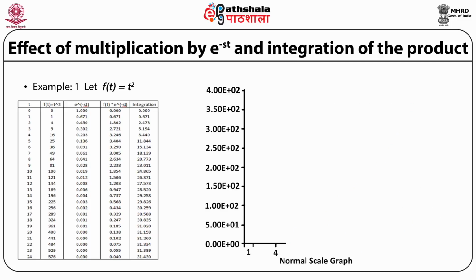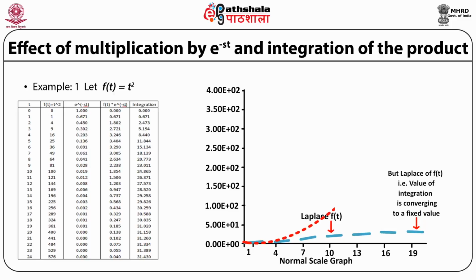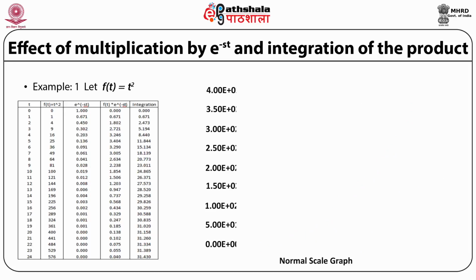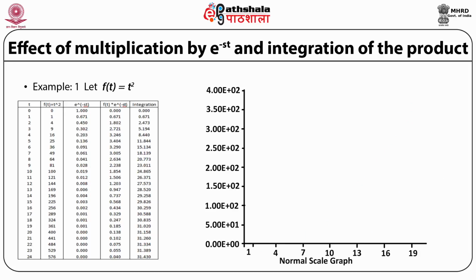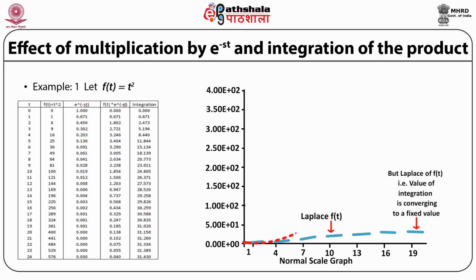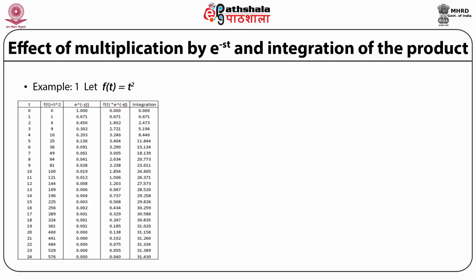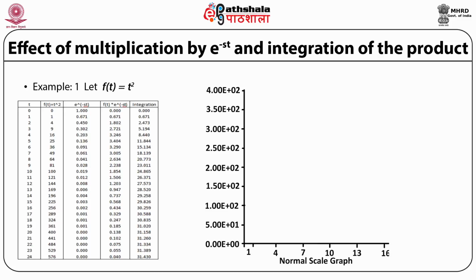Then you can just see the values of e power minus st. After time t equal to 16, e power minus st is 0.002, then at 17 it becomes 0.001, and afterwards it's just decreasing. After the 20th it is 0.000 some number, since we have only put 3 decimal places, we are only seeing 3 decimal numbers, but after that it is going to become very negligible.